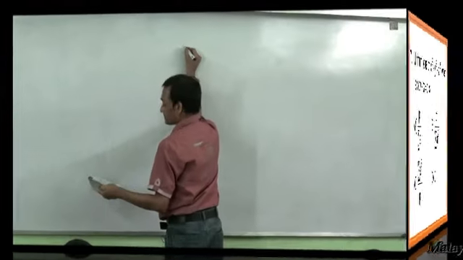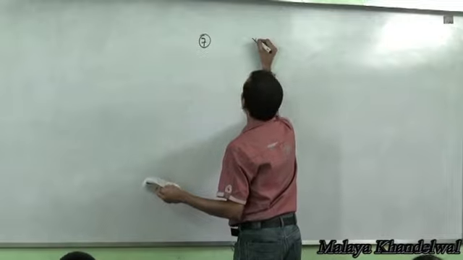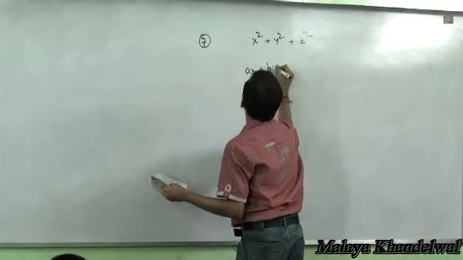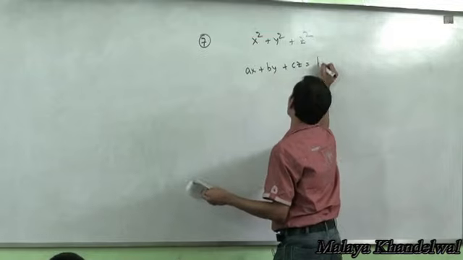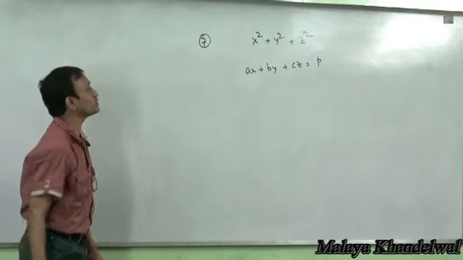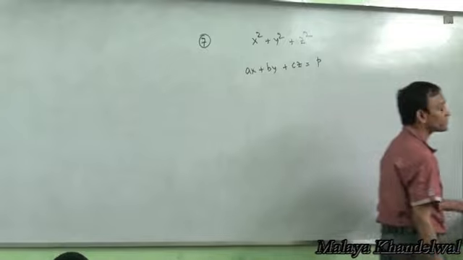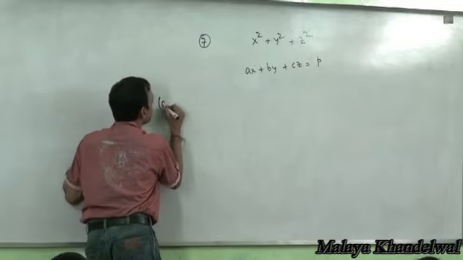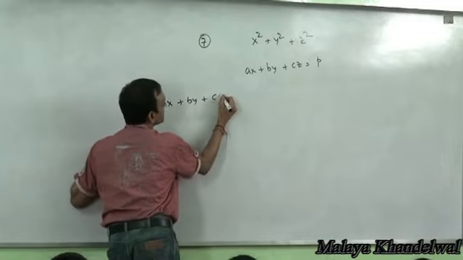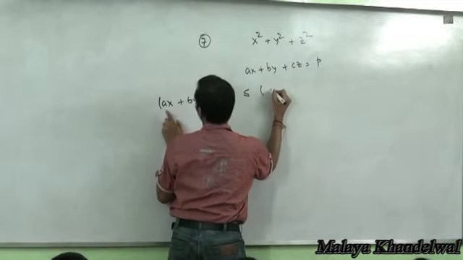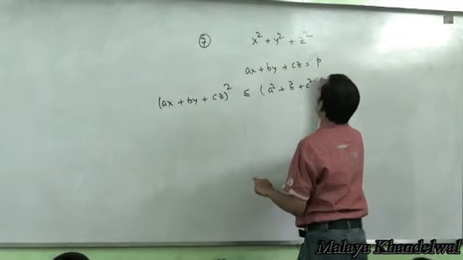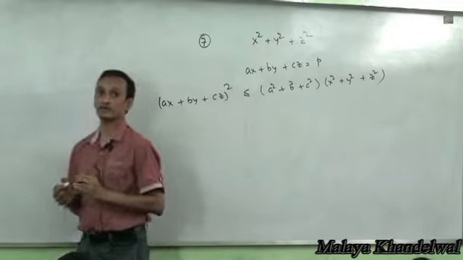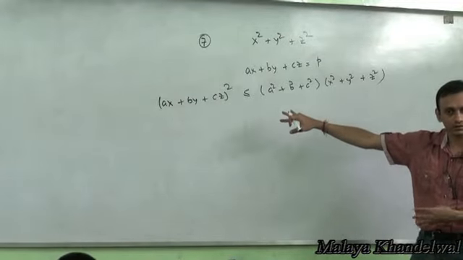Now we need to find, in problem 7, the minimum value of x squared plus y squared plus z squared, given that ax plus by plus cz is some p. If you recall the Cauchy-Schwarz inequality, which really is about ax plus by plus cz whole squared less than or equal to a squared plus b squared plus c squared into x squared plus y squared plus z squared. That's actually the Cauchy-Schwarz inequality, right?